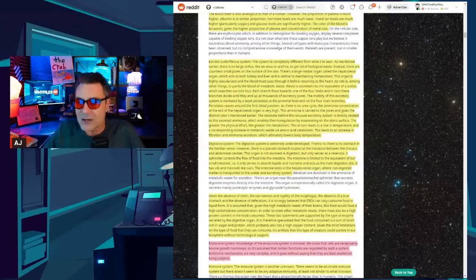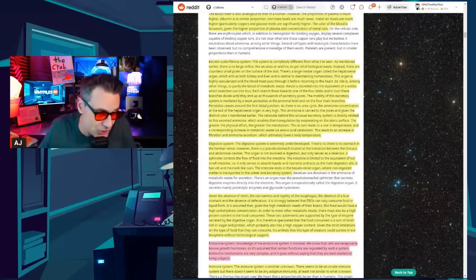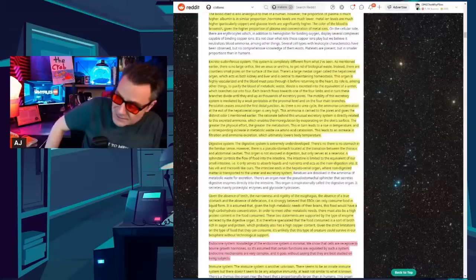The rationale behind this unusual excretory system is directly related to the excreted ammonia, which enables thermoregulation by evaporating on the skin surface. The greater the physical effort, the greater the metabolism. This in turn leads to a rise in temperature and the corresponding increase to metabolic waste via amino acid catabolism. This leads to an increase in filtration and ammonia excretion, which ultimately lowers body temperature." So see how ingenious that is as a system.